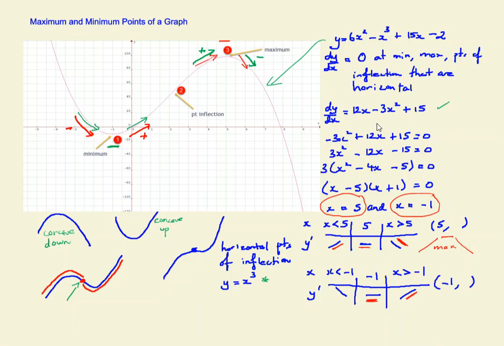Let's take negative 2. If you put negative 2 into our first derivative, what do we get? Negative 2 times 12 is negative 24. Negative 2 squared is 4, times negative 3, that's going to be negative 12. So that's negative 36. If you add 15 to negative 36, well, it's definitely going to be negative. Okay, so we've got a negative slope there. And let me just rub out that because it looks messy.